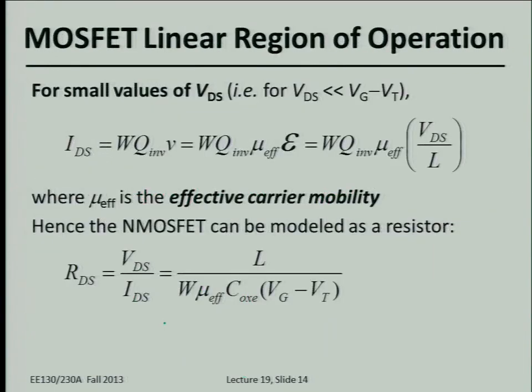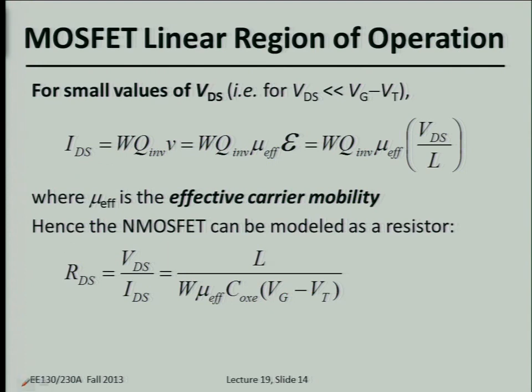Okay, so let's derive an equation for the on-state resistance. The effective resistance between the source and drain regions when the transistor is on, RDS. So let's assume first that the drain to source voltage is small. It's much less than VG minus VT.